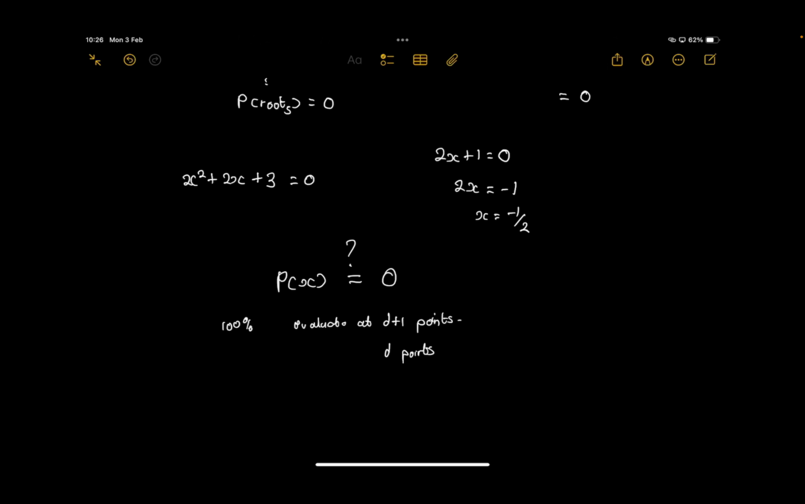If you evaluate at the first point and it is not 0, then you're done, right? You have already verified that this is not a 0 polynomial. So you are done already. You are not actively trying to find the degree.